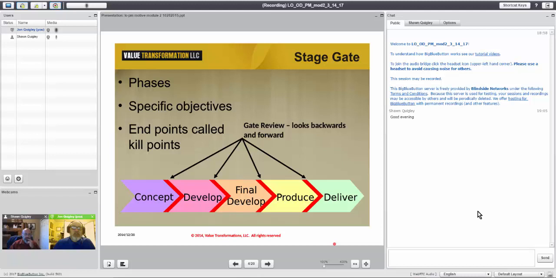When we talk about Stagegate, you can refer to each one of these as a phase. And a Stagegate has a chunk in between each one of these phases where you are looking to see what you have done and looking back over that, and then looking forward to see if what you've done means that you can continue to move forward and be successful in this project.